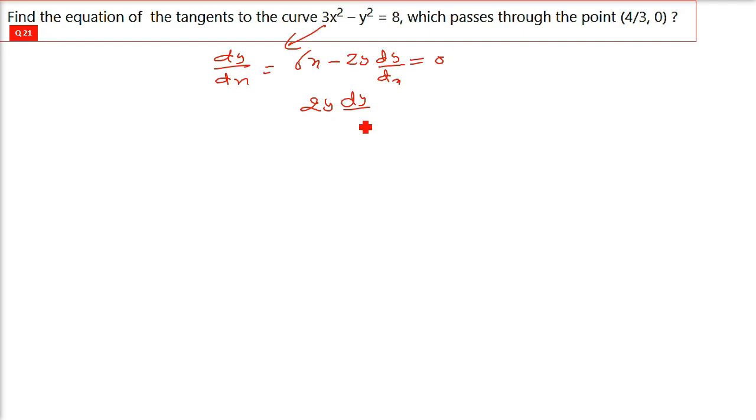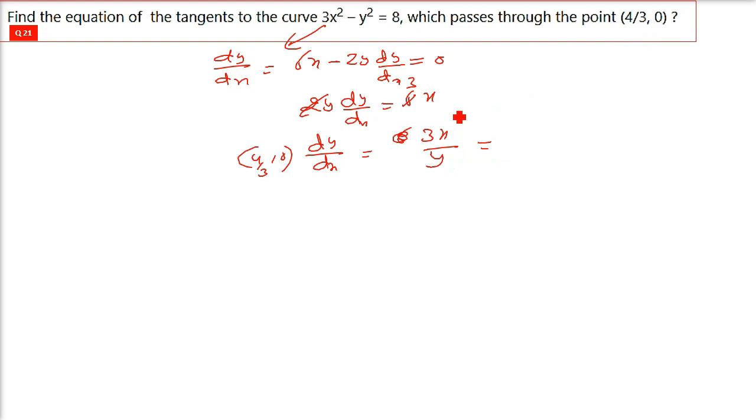So 2y dy by dx is going to be equal to 6x. This 2 gets cancelled, you get 3. So dy by dx is nothing but 3x by y. Now 3x by y, we already have a value 4 by 3 and 0 given in the question. Now when you put it here, you will find out this y is going to be 0. That is the main roadblock here.